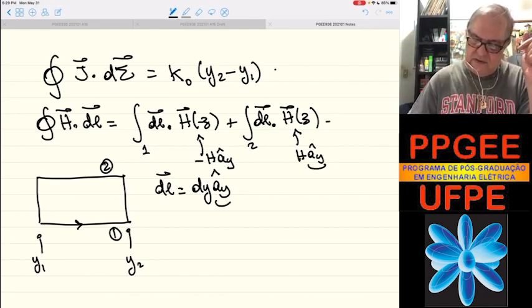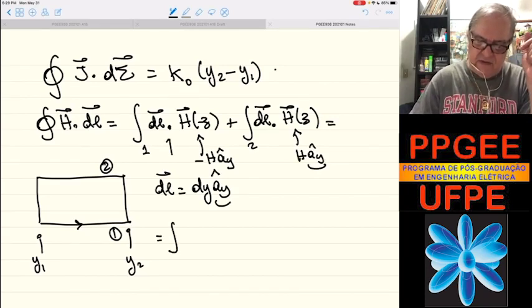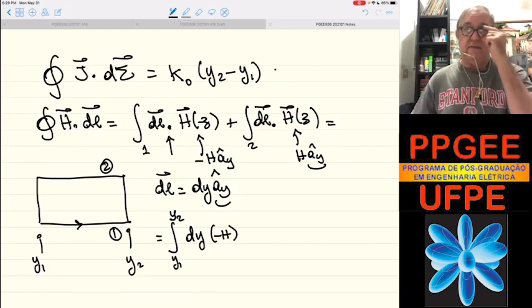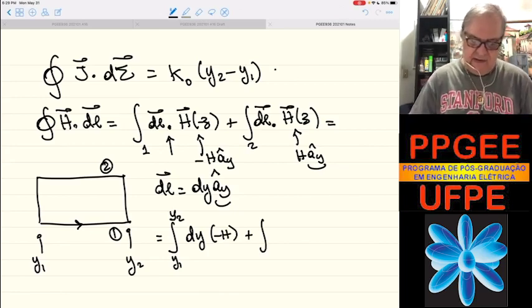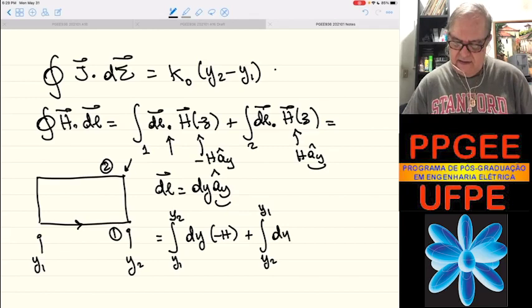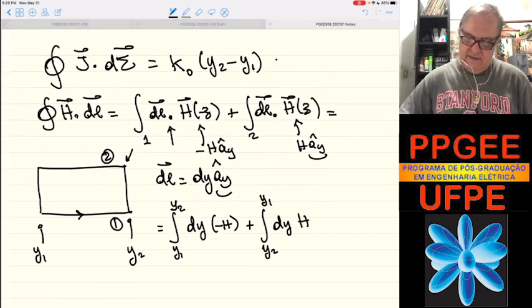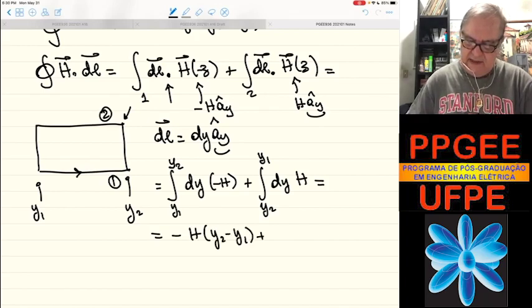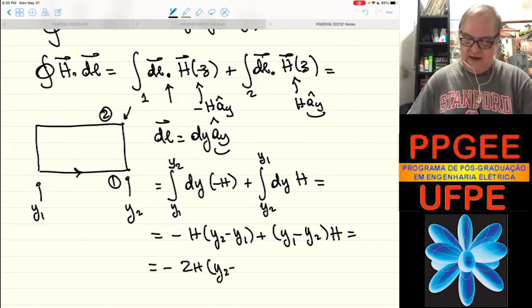And the integral goes like this. The first one is going to be from y1 to y2 of dy times minus h, plus the integral from the second segment, which is from y2 to y1, dy times h. Okay, this is going to give minus h (y2 minus y1) plus (y1 minus y2) times h, which equals minus 2h times (y2 minus y1).